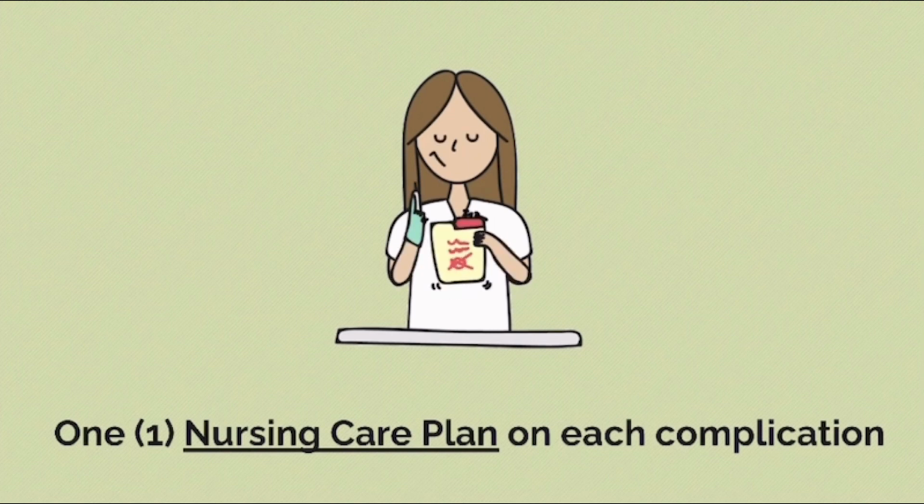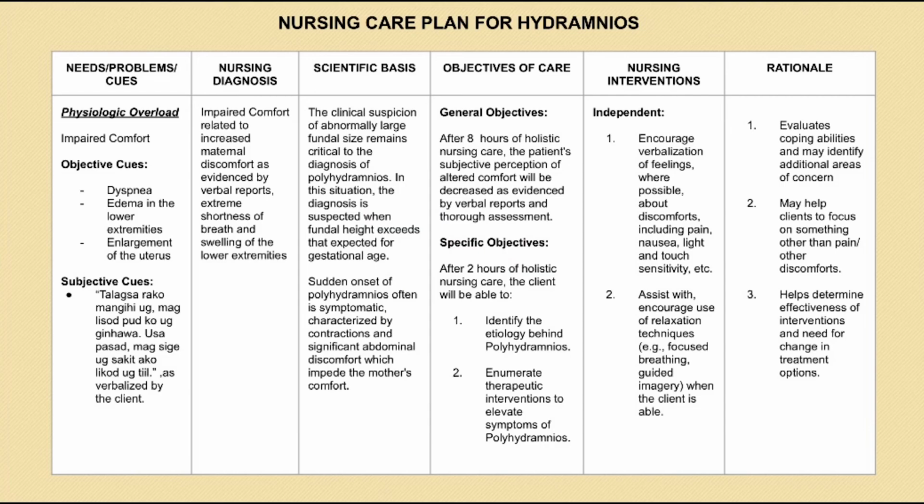Whereas Mr. GB Rama will be the one to continue with the objectives of care, the nursing interventions, and the rationale. For the needs or the problems, hydramnios is considered a physiologic overload, whereas for the objective cues, it includes dyspnea, edema in the lower extremities, and enlargement of the uterus.